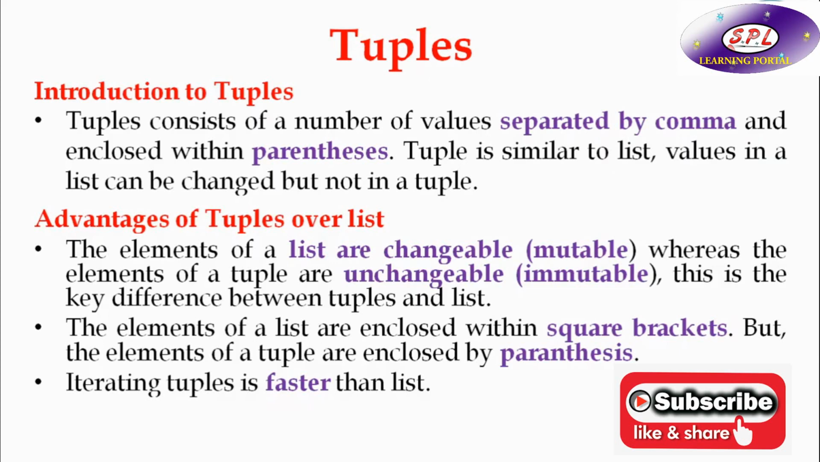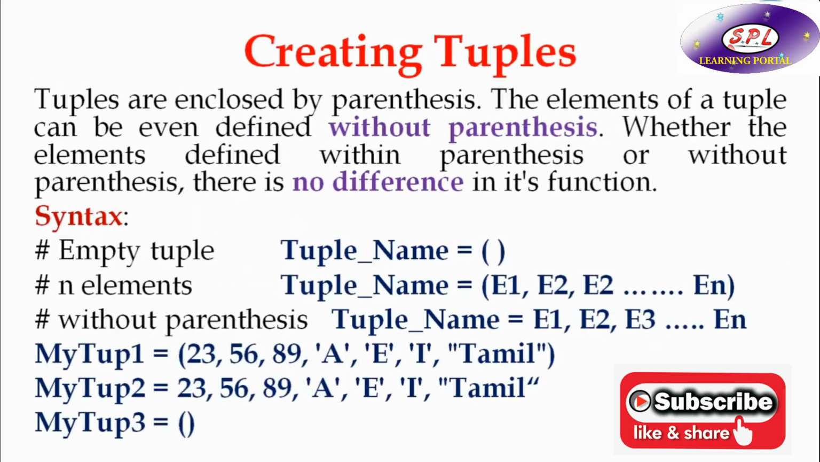Now, what does a list look like? We write a list within square brackets. But tuples are defined with parentheses, that means we keep them within open and close round brackets. Compared with the list, tuples are faster when iterating or looping. Tuples are faster than lists.